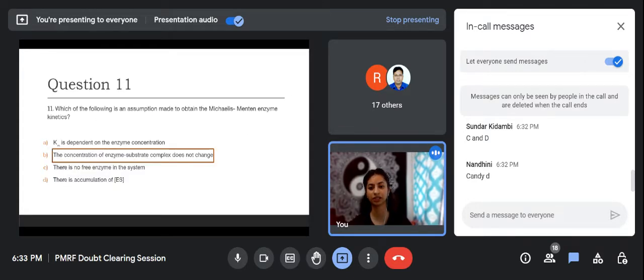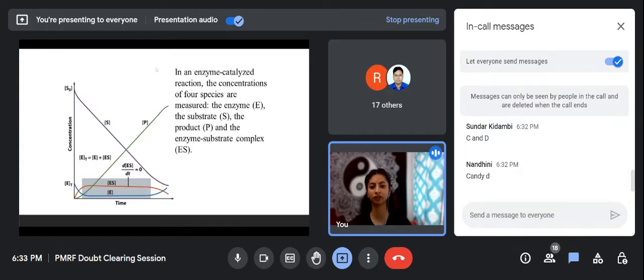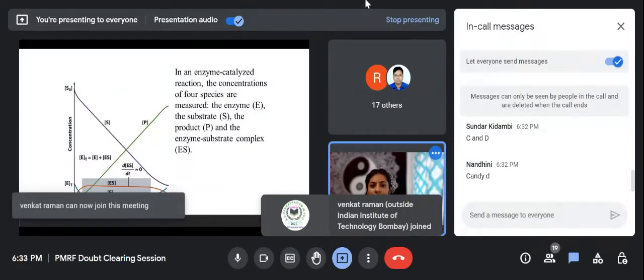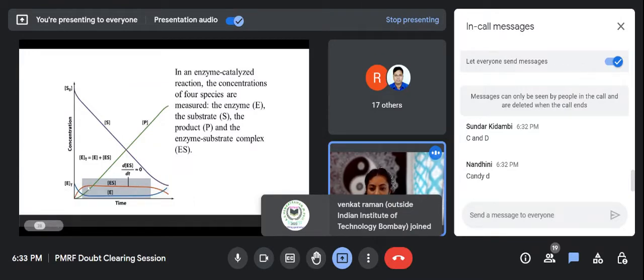So the answer is B. The concentration of enzyme substrate complex does not change. And this graph will show you why. Because we are assuming that at time zero, no enzyme is attached to the substrate, right? But as soon as the time goes above zero, most of the enzymes will at one point be attached to some substrate. Okay, and after that, at most points, the enzyme will be bound to some substrate.